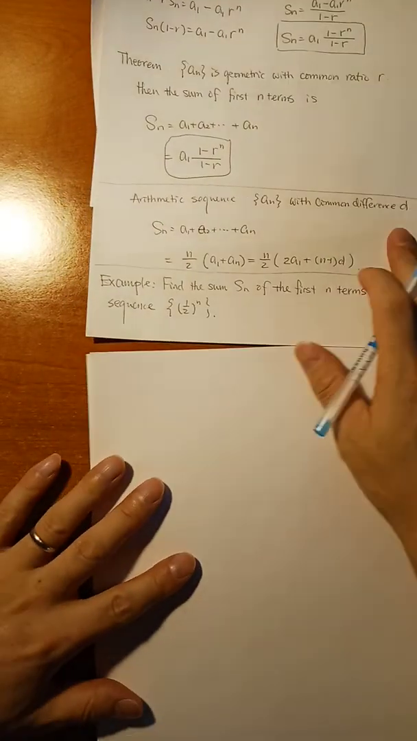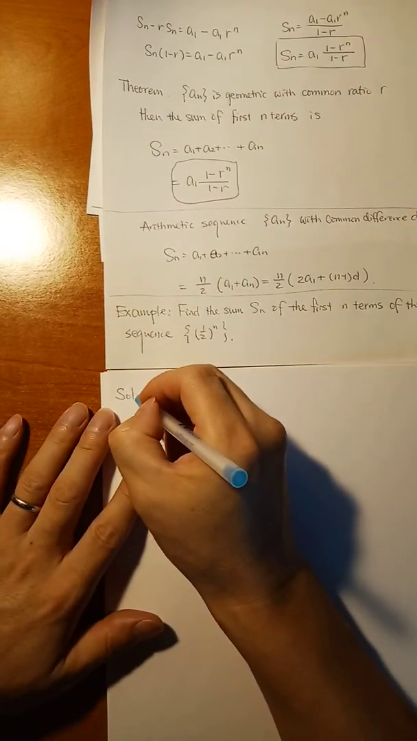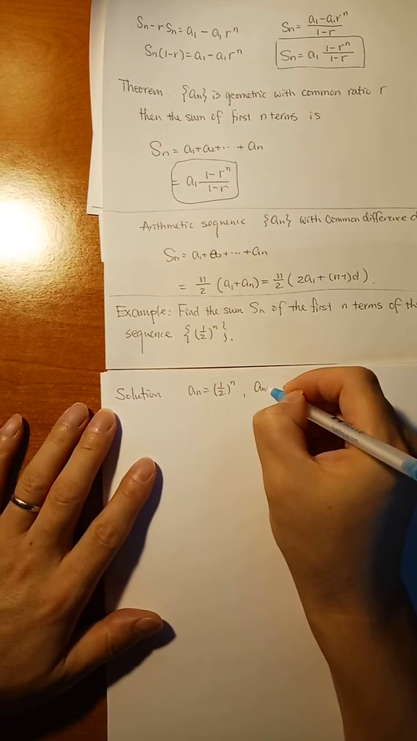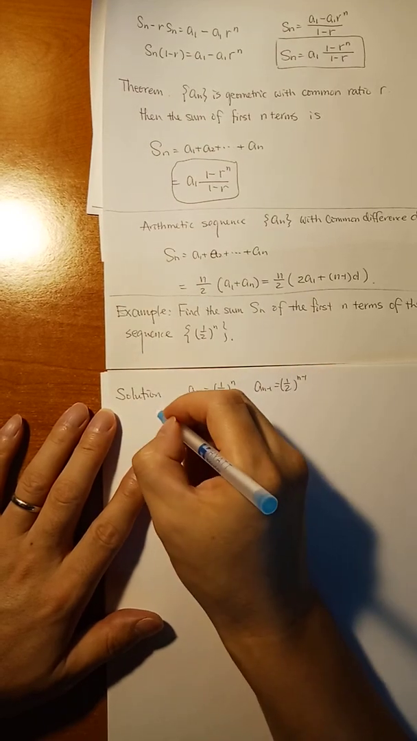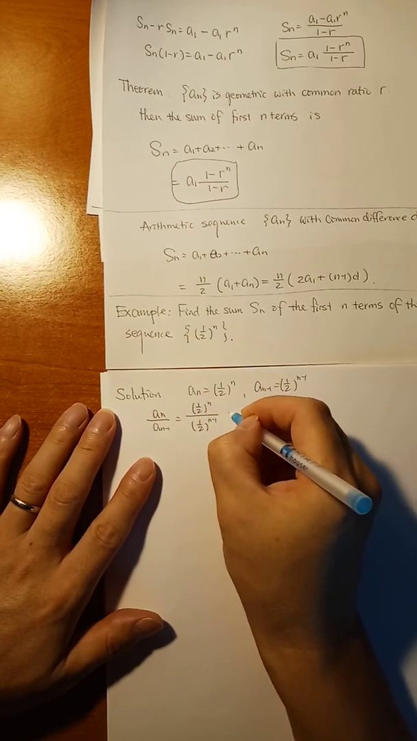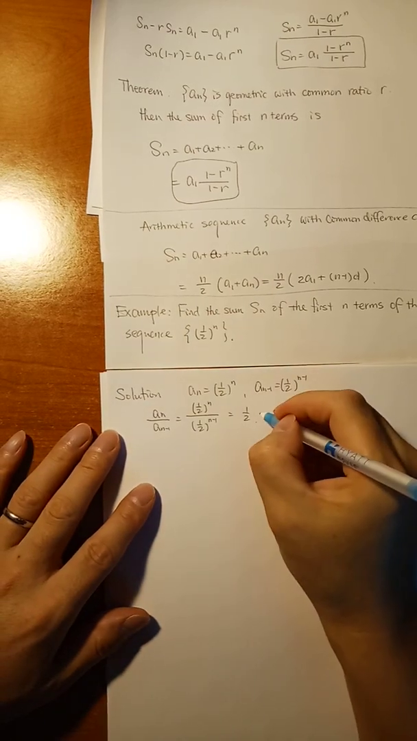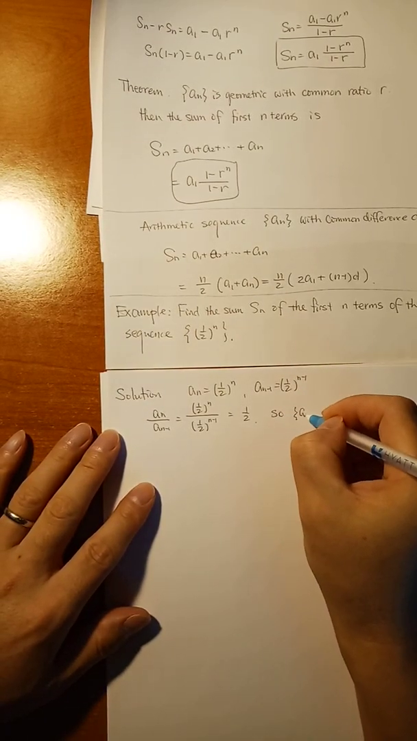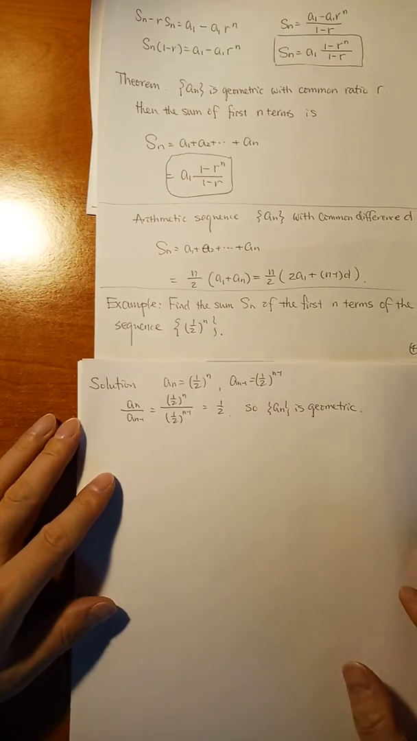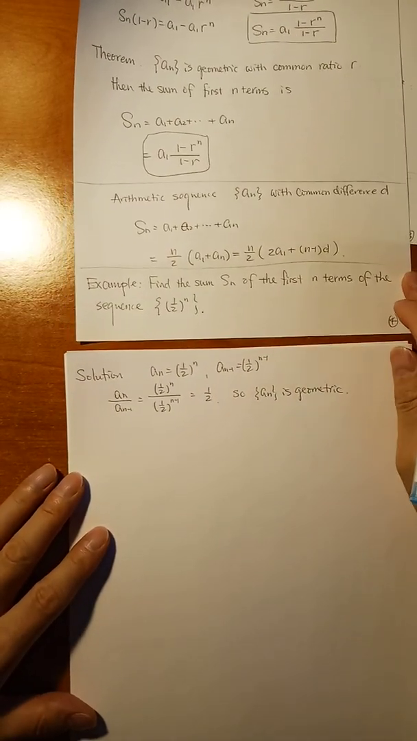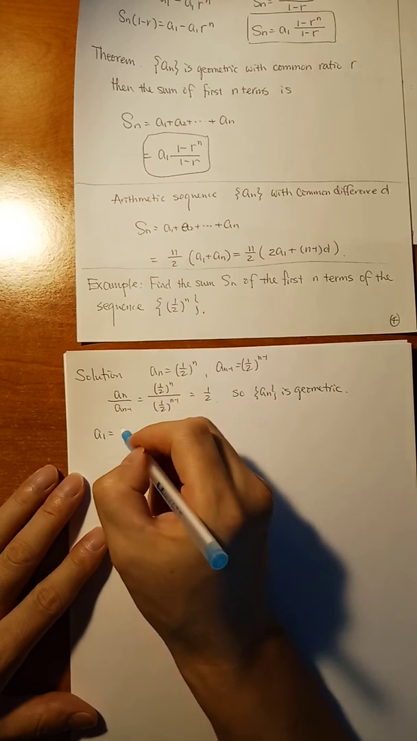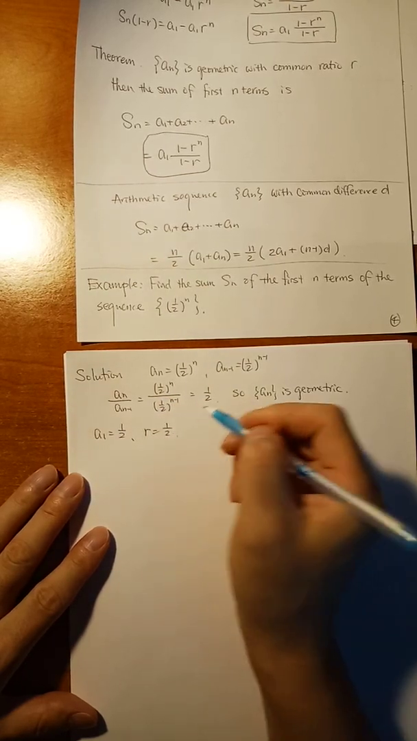Let's check how we know it is a geometric sequence. an is 1/2 to the n, a(n minus 1) is 1/2 to the n minus 1, so an over a(n minus 1) is 1/2 to the nth power over 1/2 to the power n minus 1. The ratio is 1/2. So this is a common ratio, and an is geometric. Here you observe or prove it is a geometric sequence. The first term, when you let n be 1, is 1/2. The common ratio after computation is 1/2.